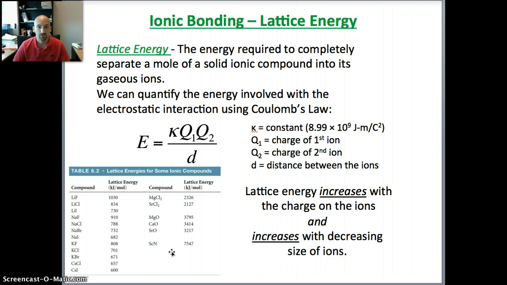To calculate the lattice energy of an ionic bond, you would need the distance between the ions and the charge of both ions, and then we can just use this equation: the lattice energy is equal to a constant, 8.99 times 10 to the 9th, which I would give you, times the charges of each ion, divided by the distance. That's pretty much it.